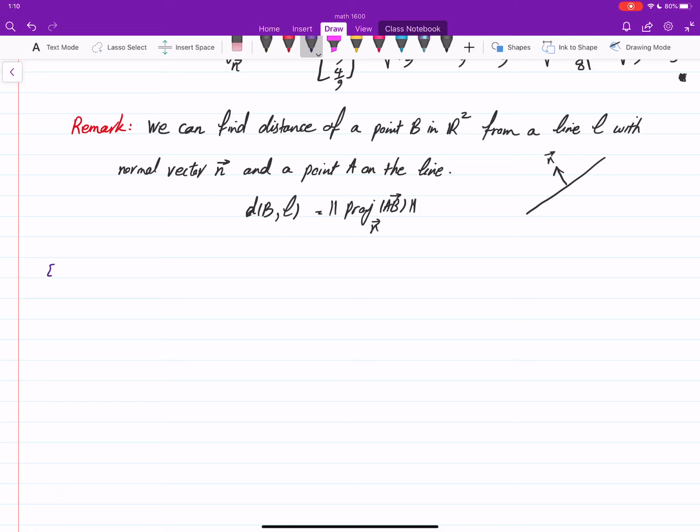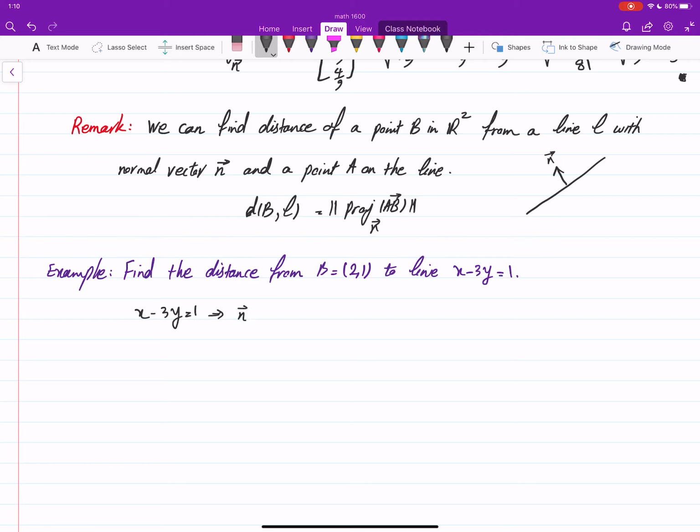This is an example we actually did in another video for the distance of a point from a line. So find the distance from point 2, 1 to the line x minus 3y equals 1. Well, again, x minus 3y equals 1 is in the general form. We can find the normal vector. This is the normal vector.